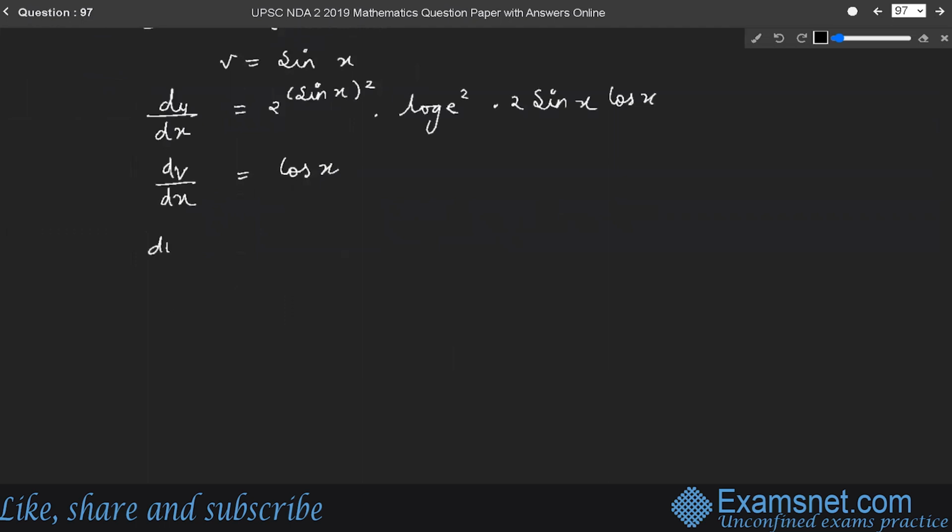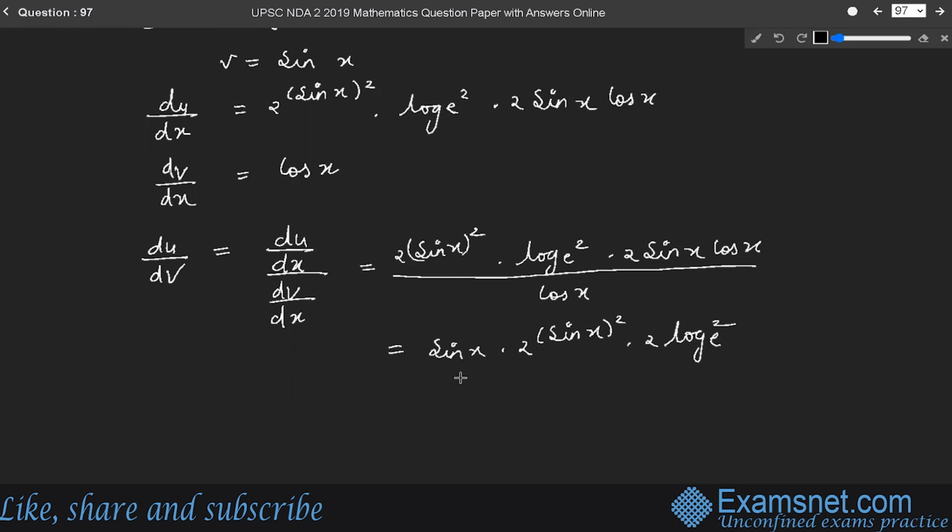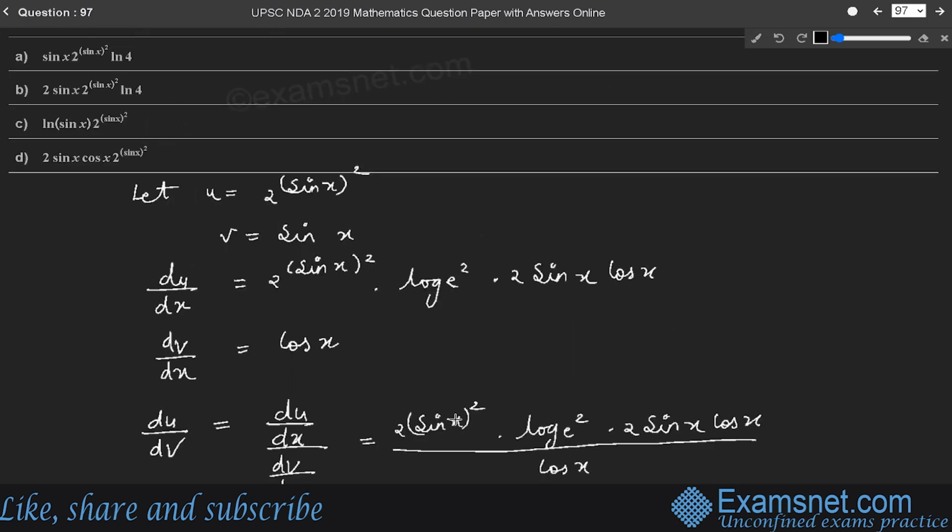Therefore, du upon dv will be equal to du upon dx divided by dv upon dx. So it will be equal to 2 to the power (sin x) whole square into log base e 2 into 2 sin x cos x, whole divided by cos x. So this will be equal to sin x into 2 to the power (sin x) whole square into 2 log base e 2. Therefore, we can say that the correct option for this question is option A here.